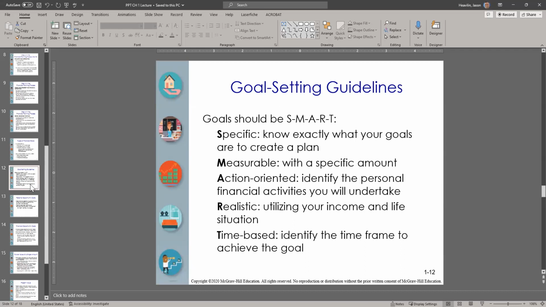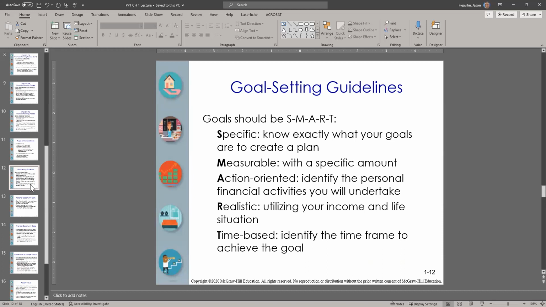Measurable, with a specific amount. Measurable in any way. Typically, we talk about money because of the nature of this field, this course, but it just means something that you can measure, that you can say, I'm getting there. Action-oriented: identify the personal financial activities you will undertake. This is the how. So the S in specific is the what, measurable is the metrics, and action-oriented is the how.